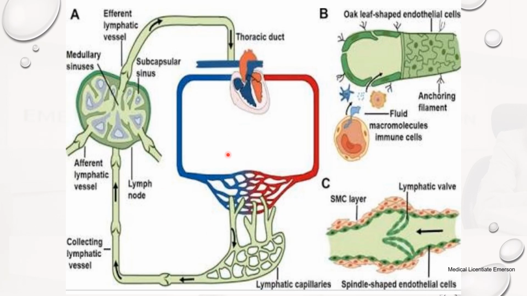So, of course, the lymph from the lymphatic capillaries is collected and taken to the lymph nodes. And then again, you have the efferent lymphatic vessel. Then this is the afferent lymphatic vessel, which takes to the thoracic duct.